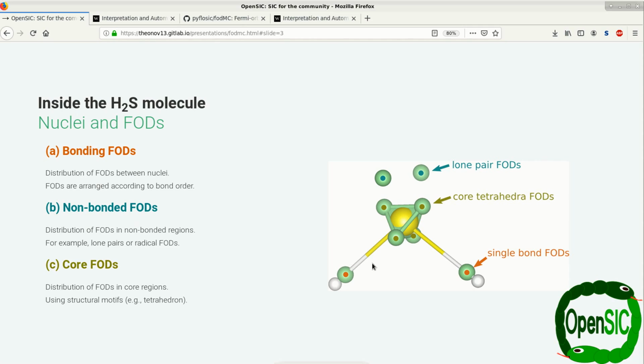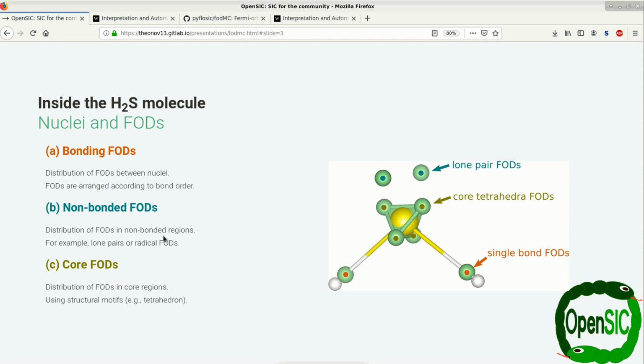For multiple bonds, we use the same concept. Given the center between the atoms, we can place one pair above and one pair below this bond center, giving us a double bond. Or we can place three pairs of FODs in an equilateral triangle, giving us a triple bond.